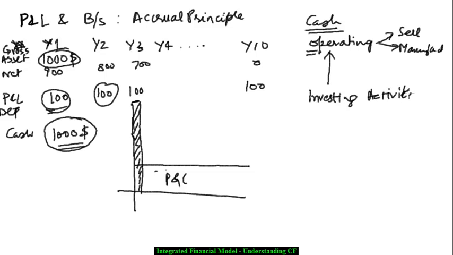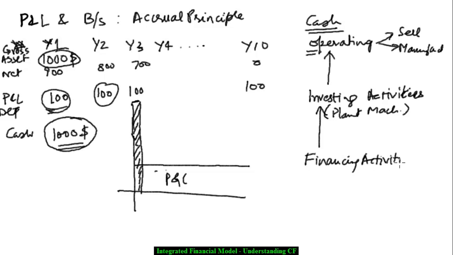So investing activities could be in the form of buying new plant and machinery, or selling whatever is not useful to you, right? And obviously, to fund these investment activities, you need the financing activities. So financing activities essentially speak about how you are going to fund these investing activities, right? So it could be in the form of equity, or it could be in the form of debt, or it could be in the form of convertibles, right?